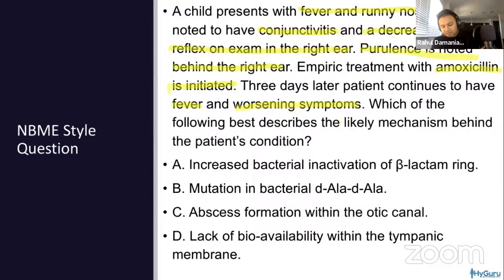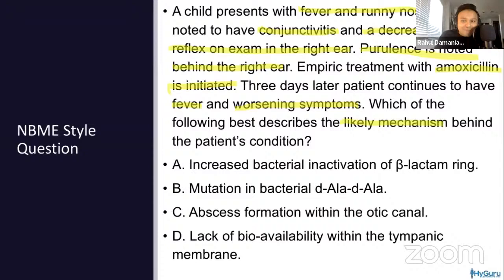A, increased bacterial inactivation of the beta-lactam ring. B, mutation in bacterial D-ala-D-ala. C, abscess formation within the otic canal. Or D, lack of bioavailability within the tympanic membrane. What do you all think? Go ahead and put it into the chat. So he had an ear infection. He got amoxicillin, but now, 2 days later, continues to have symptoms.